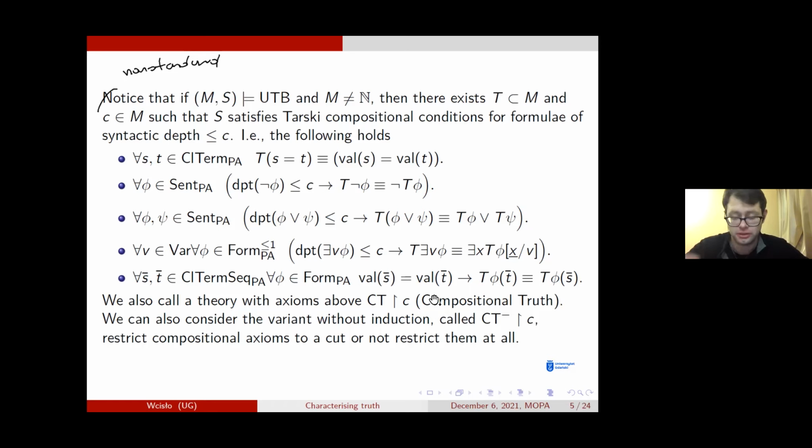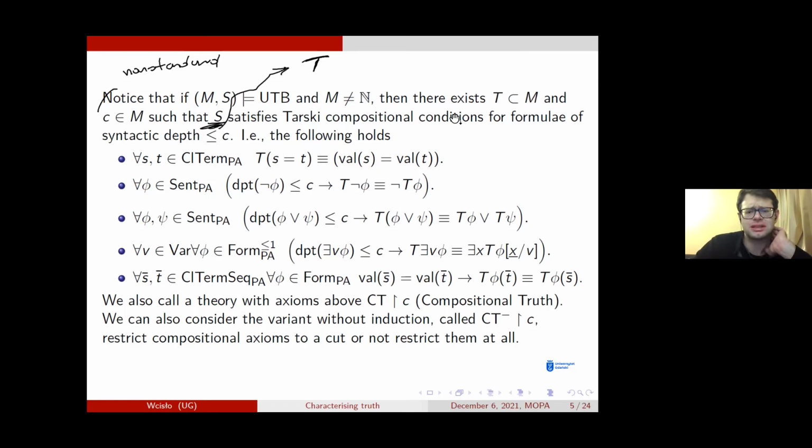So can I ask? Yes, of course. Just trying to parse what you write here. You say that there exists a T such that S satisfies Tarski's compositional conditions. I guess what I originally wanted to ask before I parse this is: is it just true that S satisfies these conditions, right? That if S is a model of PA and you have UTB, then maybe S, but we don't even have to say anything else about getting another truth predicate T, right?